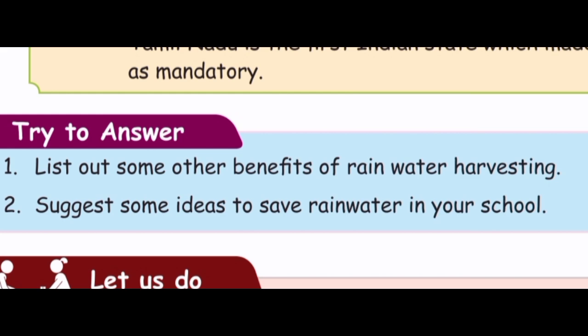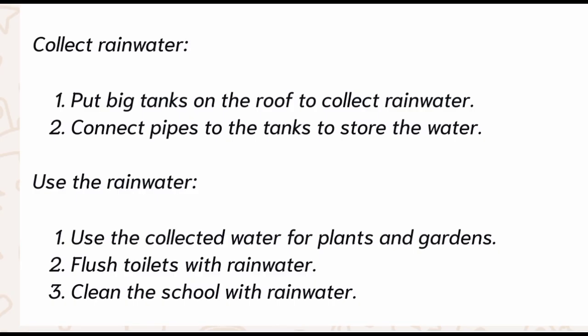Second one, suggest some ideas to save rainwater in your school. So collect rainwater. First one, put big tanks on the roof to collect rainwater. Second, connect pipes to the tanks to store the water. Use the rainwater. First one, use the collected water for plants and gardens. Second one, flush toilets with rainwater. Third one, clean the school with rainwater.